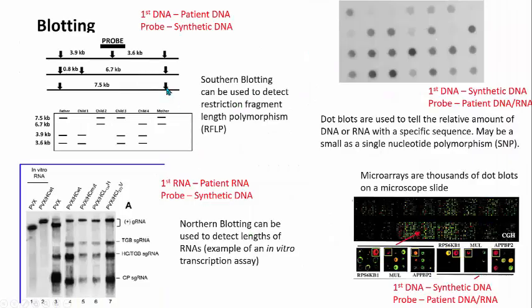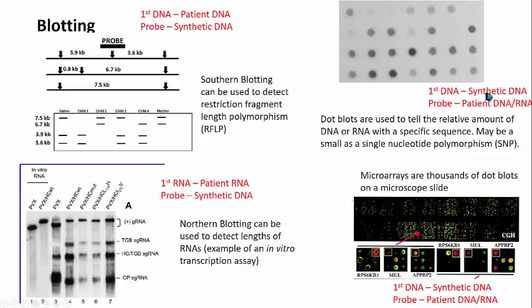Remember that there are 4 kinds of blotting techniques that we need to know about. You need to know how to read a southern blot. You need to know how to read a dot blot. You need to know how to recognize a northern blot. A northern blot is always using patient RNA with a probe that's either synthetic or cloned DNA. The southern blot always uses patient DNA and then probes it with synthetic or probe DNA.